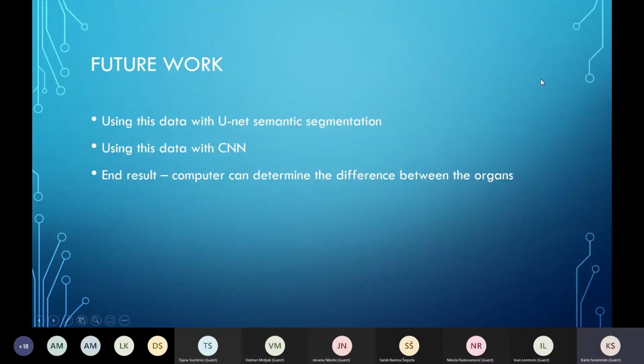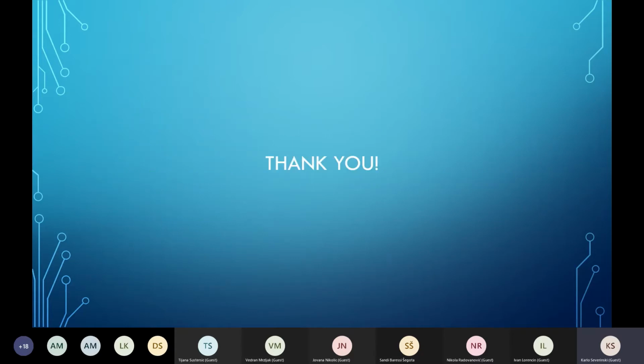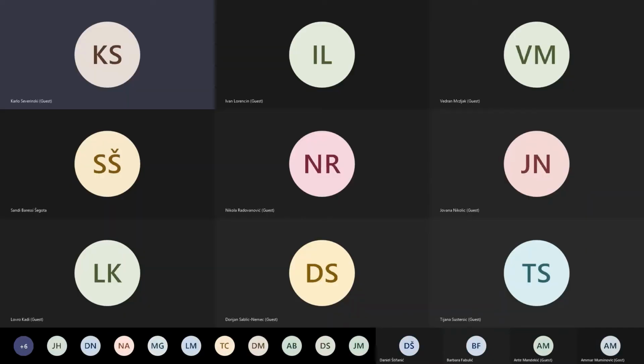What we wanted to do in the future work with this is use UNet semantic segmentation and other forms of CNN to analyze these masks and features. We hope the end results can later be used to determine the difference between these organs and use that in medical imaging as we can. So yeah, that's about that. If anybody has any questions, I'll answer.